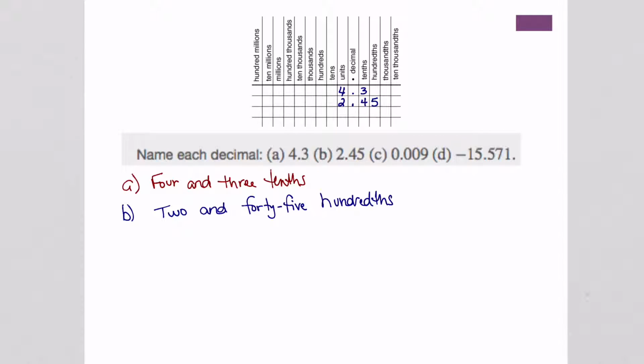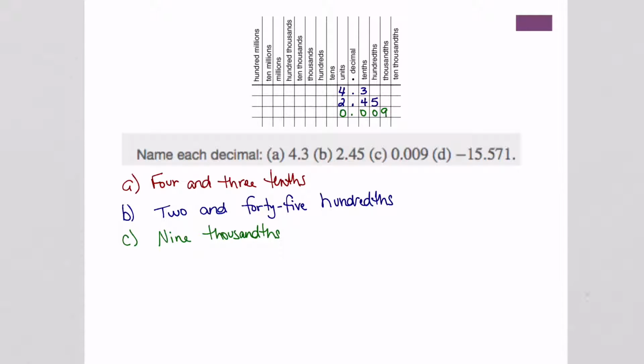Okay, so let's look at part C. 0.009. Now, you don't have anything ahead of the decimal or to the left of the decimal, so we don't have to write anything. All you have to say is 9, and where does the 9 end? It ends in the thousandths place. So you would say 9 thousandths.